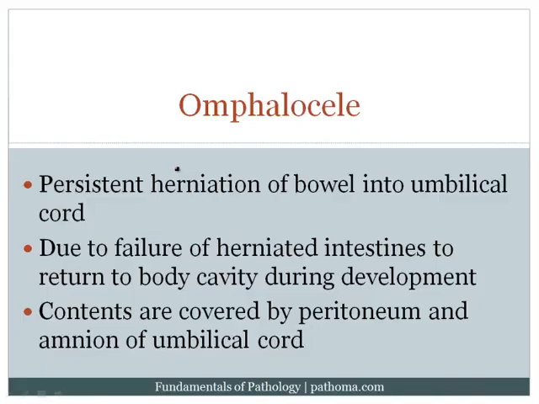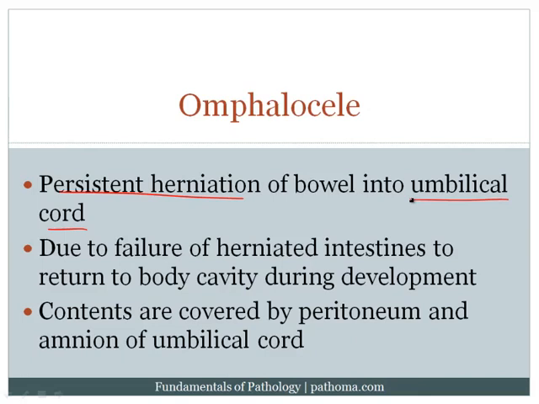The next disorder is called omphalocele, and in this particular case what happens is you get persistent herniation of the bowel into the umbilical cord. Let's go back to development to remind ourselves that because there was very little space in the abdomen during the early development of the bowel, you actually get some herniation of the bowel into the umbilical cord. And then remember that the bowel undergoes a 90-degree counterclockwise rotation, and when that rotation occurs, it pulls the bowel back out of the umbilical cord into the body cavity.